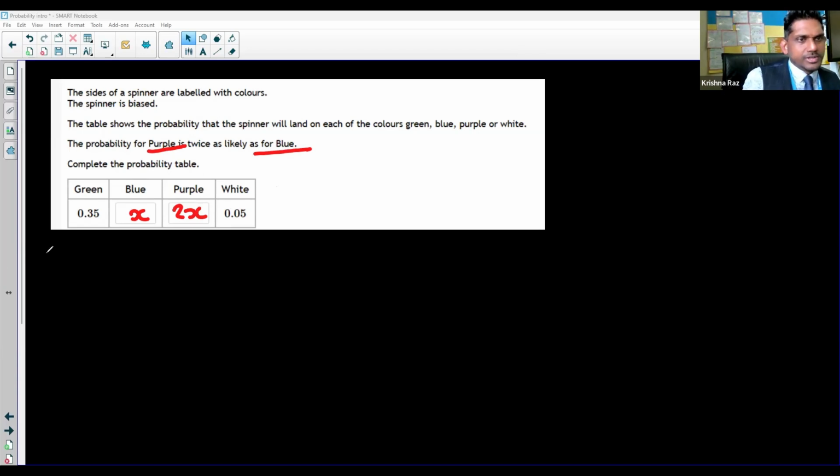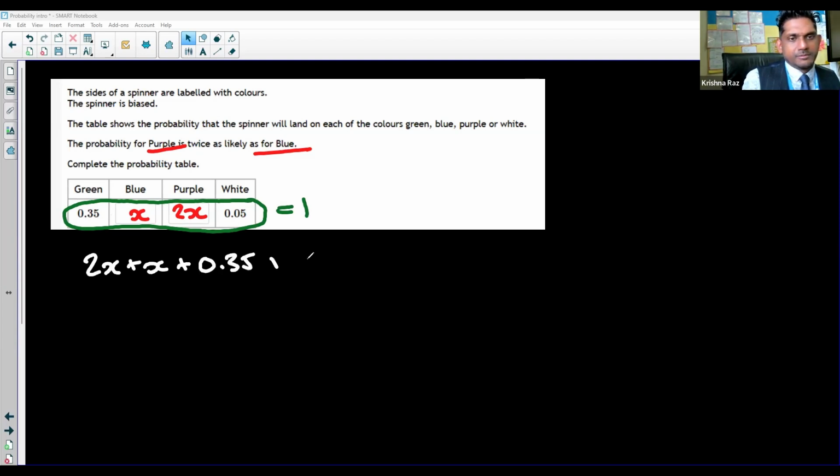So we know all these should add up to 1. So now we can write an equation. So we have 2x plus x, which is 3x, plus 0.3. Let me just write it out, actually. So I have 2x plus x plus 0.35 plus 0.05 equals 1. So 3x plus 0.4 equals 1.